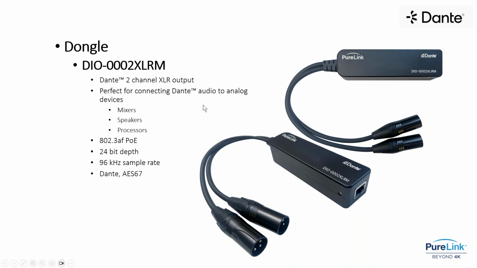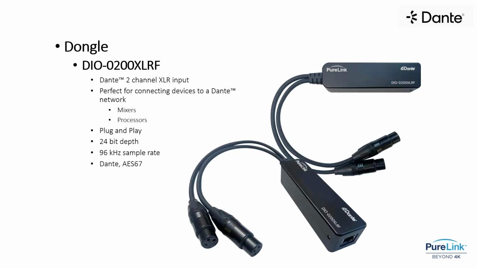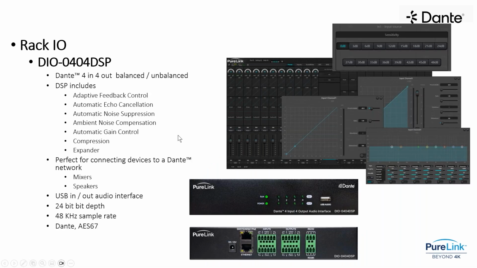So in this case, you might be taking 2 channels of Dante audio into an audio mixer. It's one possibility. And then complementary to that, we have 2 channels of analog audio that you might want to then send onto the Dante network. So that example may be coming off of an audio mixer, taking the main bus, for example, or another bus and distributing it through Dante to other Dante-enabled devices.